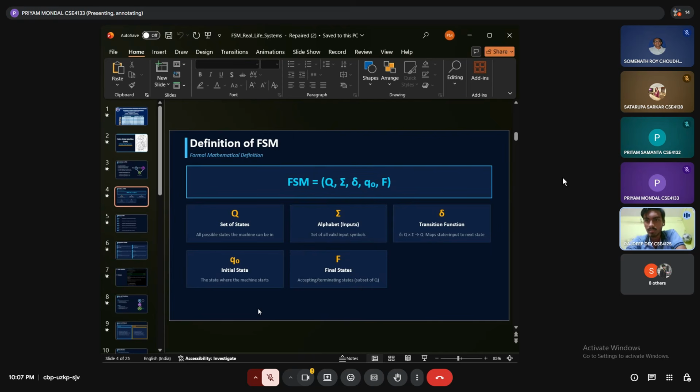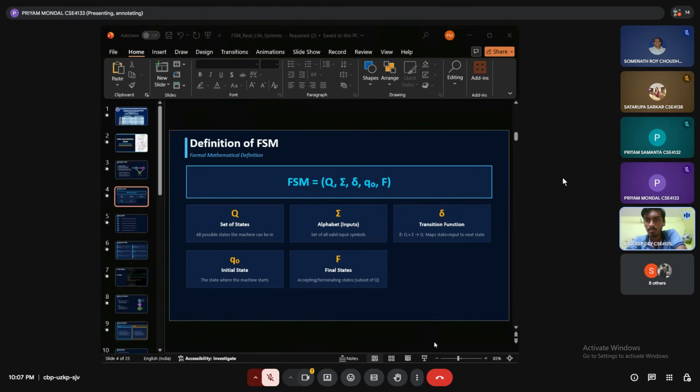So, the definition of FSM. Mathematically, an FSM is defined by a five-tuple: Q, sigma, delta, Q0 and F. Q represents the set of all possible states the machine can occupy. Sigma is our alphabet, or the set of all valid inputs. Delta is the transition function that maps a state and an input to the next state. Q0 is our initial starting state, and F represents the set of final or accepting states where a process successfully ends.